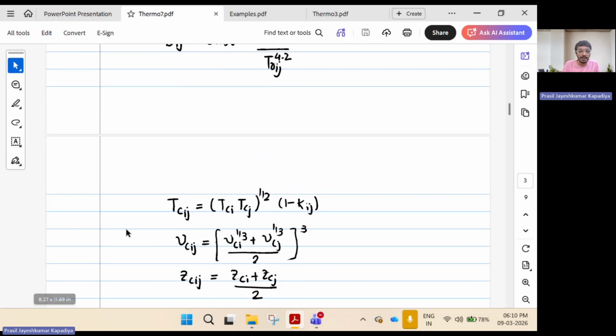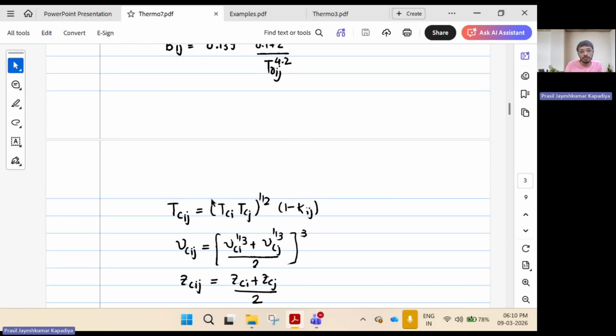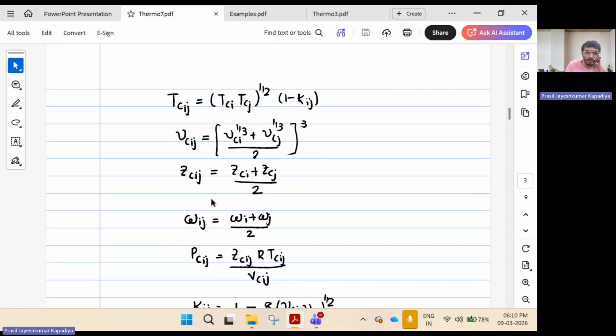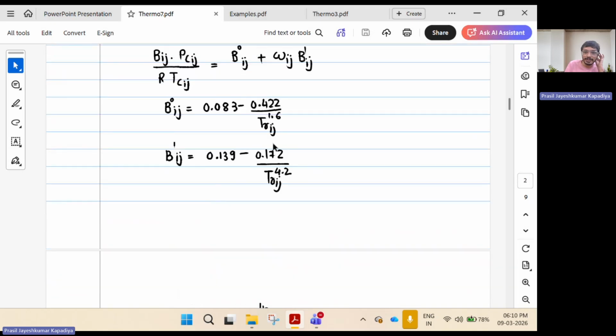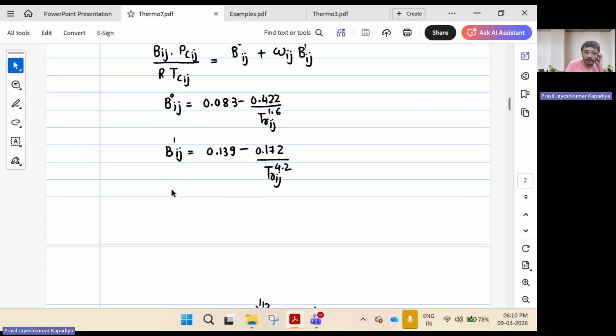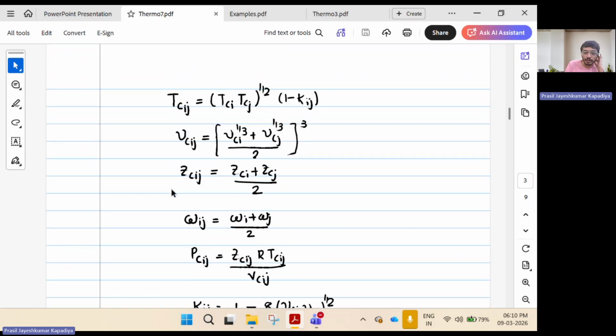The mixture TC is basically found as the square root of TCI TCJ times (1 minus Kij). Kij is nothing but the interaction parameter. If you take Kij equal to 0, it will be the normal geometric mean. So if you know TCij, then from TCij we can find the value of T by TCij. That will give us the TR value. So this is how we solve for B naught and B prime.